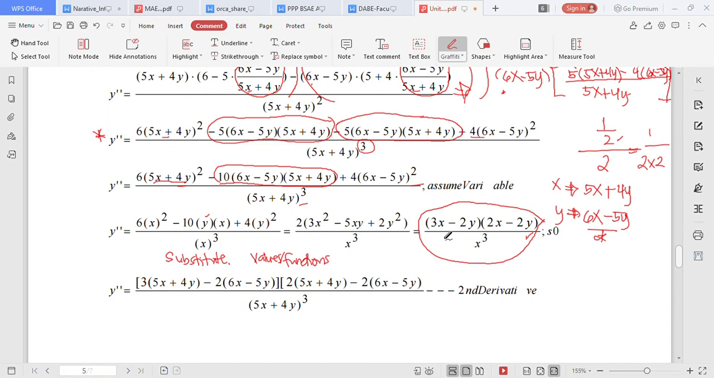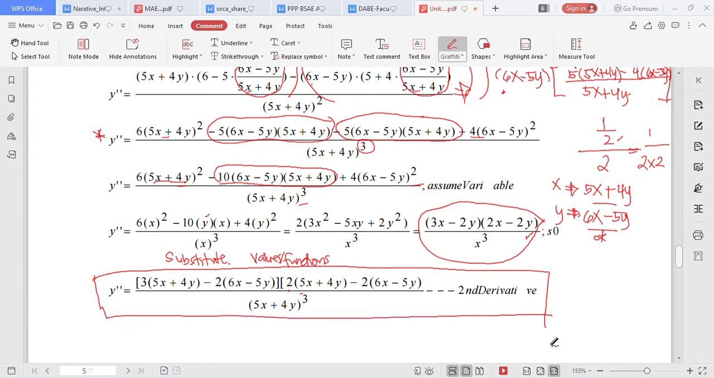So, x is 5x plus 4y. That is 3 times (5x plus 4y) minus 2y. So, that's minus 2 times y, which is 6x minus 5y, multiplied by 2 times x, which is again 5x plus 4y, minus 2y. So, that is minus 2 times (6x minus 5y), all over (5x plus 4y) cubed. And this is now the second derivative of the given function above. Okay, so that's all.